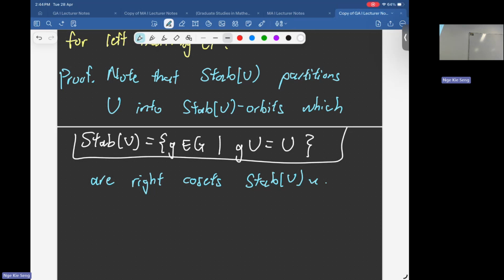This GU equals to U is very tricky. What does it mean? You are not sending UI to UI. You can send UI to somewhere else. It could be a permutation. So that gives you an orbit. Yes, now there's an orbit.